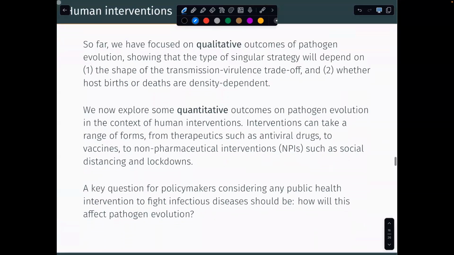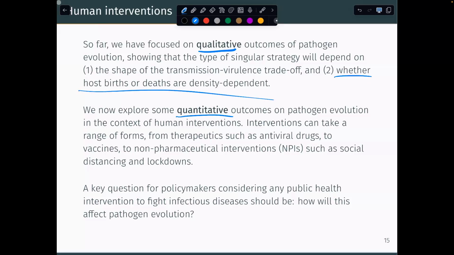Okay, let's move on from evolution of virulence. So far we've been really focusing on what I'd refer to as qualitative outcomes. In other words, showing that the type of singular strategy that we get depends on, for example, the shape of our transmission virulence trade-off. Are we getting a CSS, a repeller, a branching point? And also thinking about this idea I just mentioned, whether host births or deaths are density dependent. So we've been thinking a bit about qualitative outcomes and model structure. And I want to focus a little bit on quantitative outcomes.